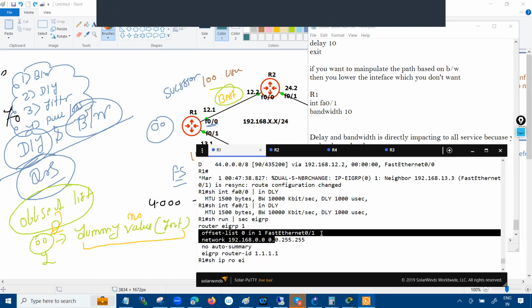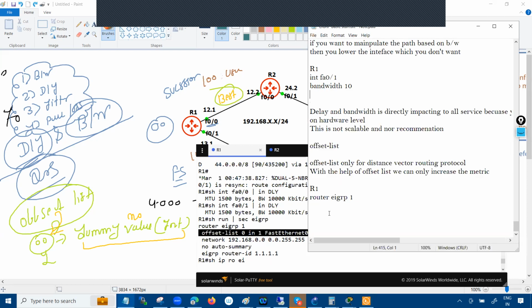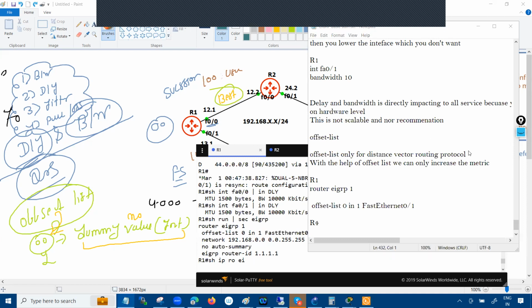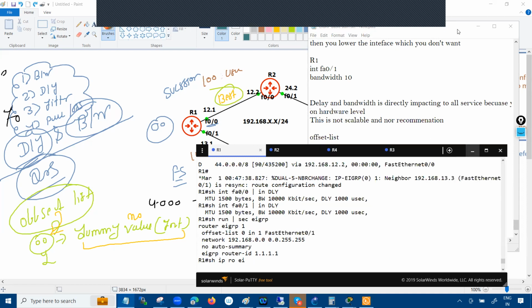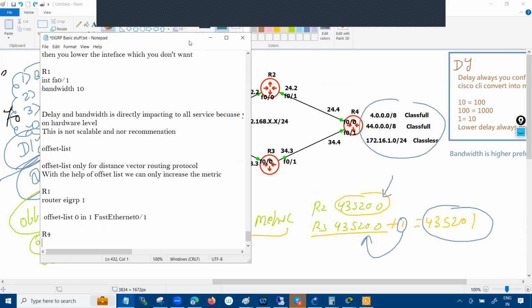Hold on, I'm coming to the point, guys. On router 1, I did the offset list in one direction. You can do the same configuration on router 4 as well if you want. For example, if you don't have control of router 1 and you want to achieve the same output, you can do it on router 4 as well.